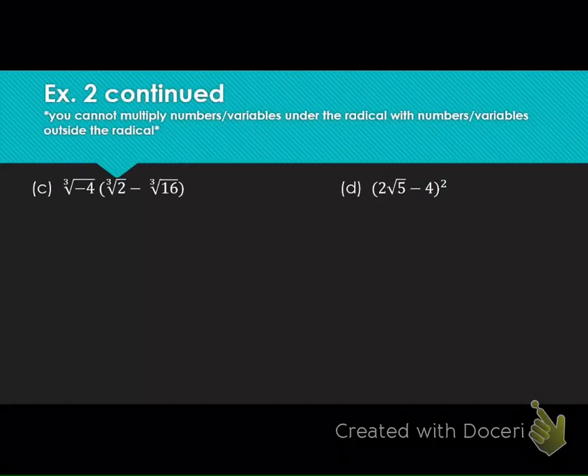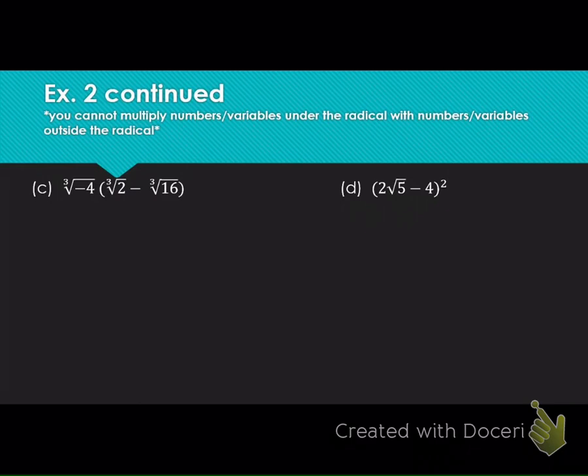All right, so today we're picking up lesson 9.1 at example 2, letter C. So make sure that you have changed the statement in your notes. I extended it, I gave you a little bit more detail, and I want to make sure that you have it down because I think it'll really help. It says you cannot multiply numbers and variables under the radical with numbers and variables that are outside the radical. So with that in mind, let's look at letter C.